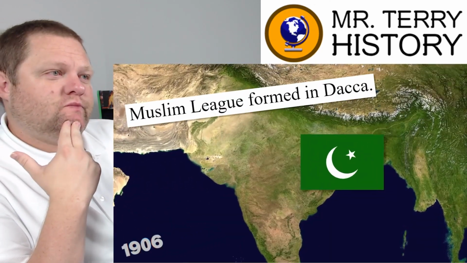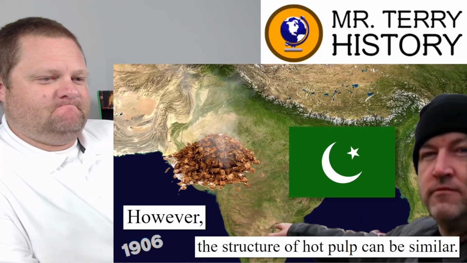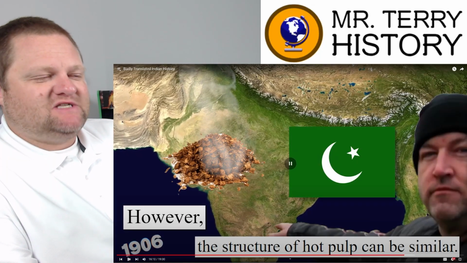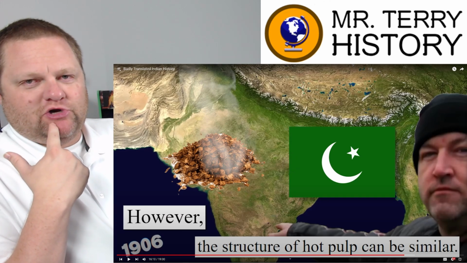1906, Muslim League formed in Dhaka. So the Muslim League. Here's what we got. Now, this is still under British control.